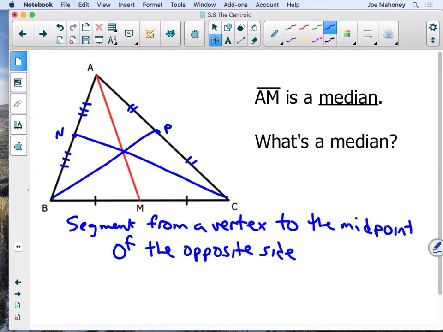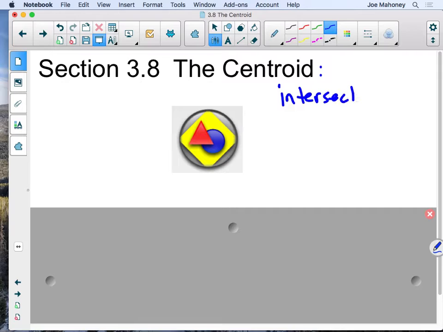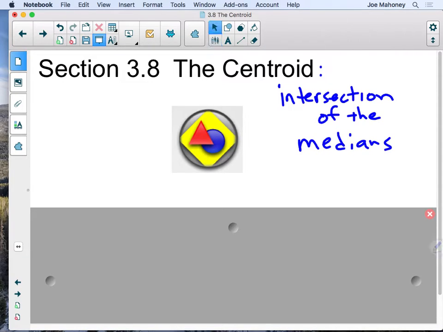Oh, and this is fascinating too. Those 3 medians intersect at the same point. And that point is called the, are you ready? Are you ready? Dun, da, da, da, the centroid. So the centroid is the point that we refer to as the intersection of the medians. That's where the centroid lies.